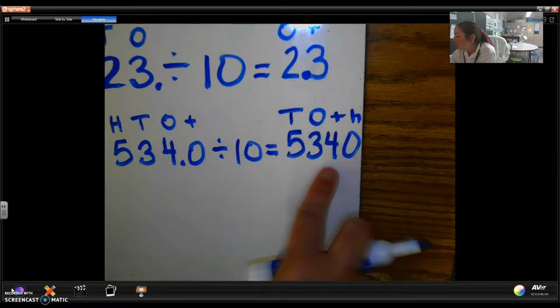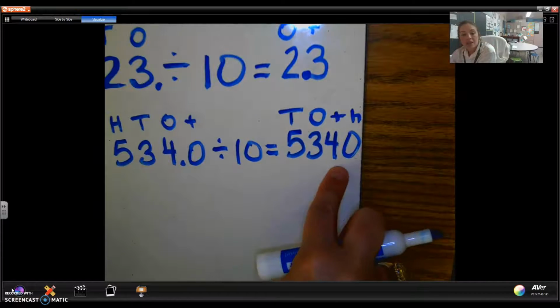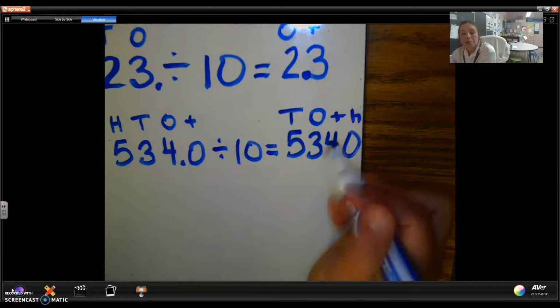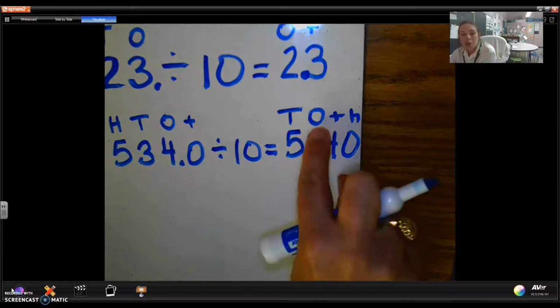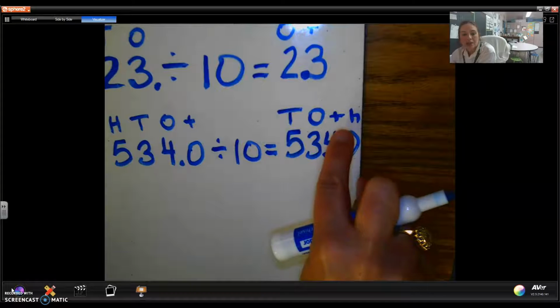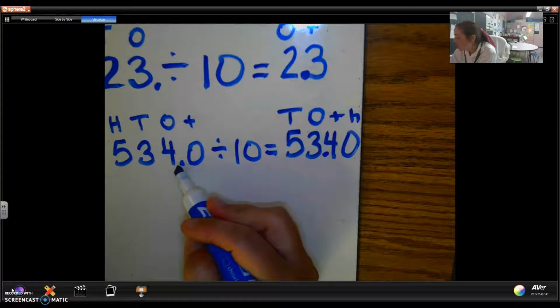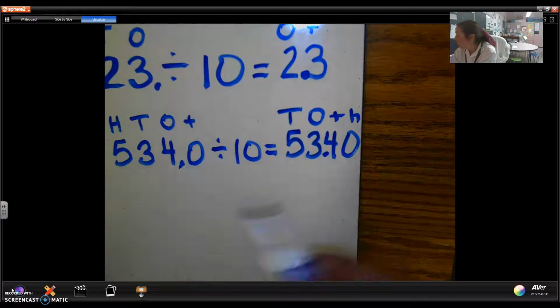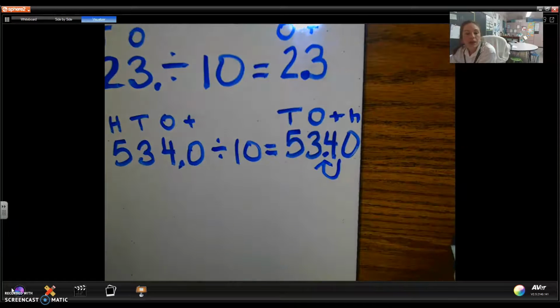How do I show that this is 53 and 4/10? Well, I need to put that decimal right where it always goes, between the ones and the tenths. So if you noticed, it started between the 4 and the 0, and it moved between the 3 and the 4.